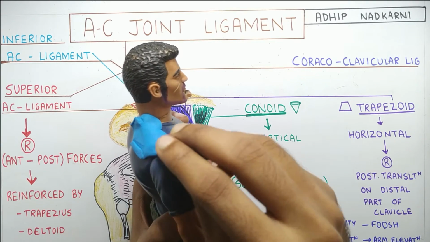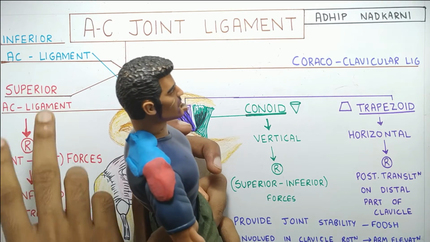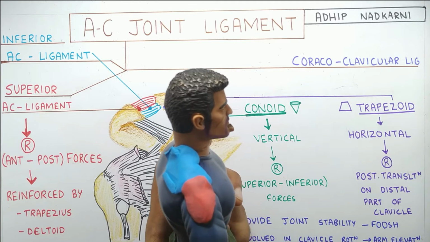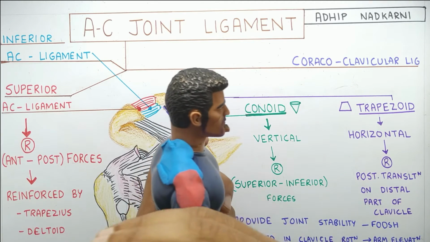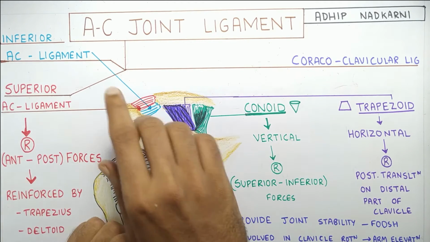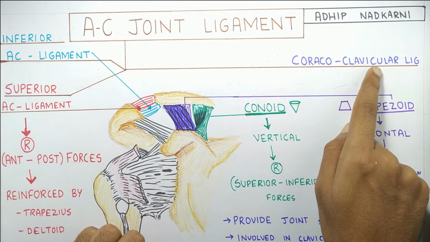And again the deltoid over here at the side will again reinforce these superior and inferior AC joint ligaments, which will prevent anterior and posterior translatory forces on this joint. So those were the main AC joint ligaments. Then coming to the coraco-clavicular ligament.